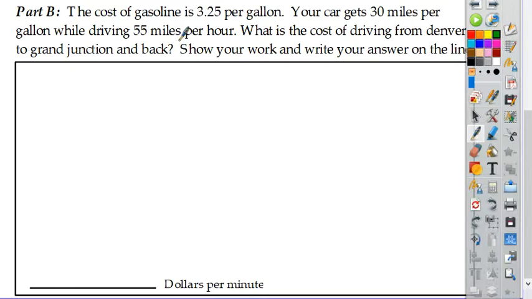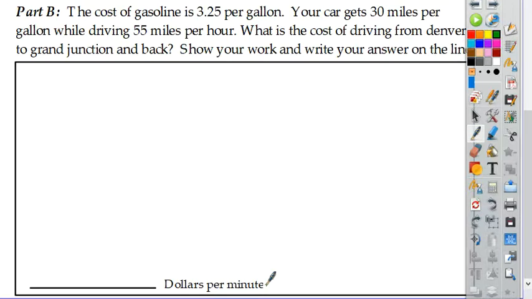We're going to understand that that's not really feasible driving through the mountains. We're just going to go with it for now. We want to know what is the cost from driving from Denver to Grand Junction and back. And we're going to show our work and write our answer on the line. So I'm going to look down here, and it wants dollars per minute. That's a little bit weird, isn't it? Yep. But we need to give it dollars per minute.